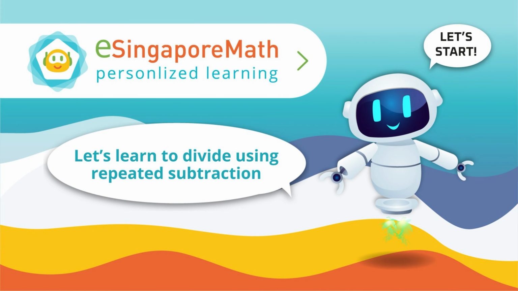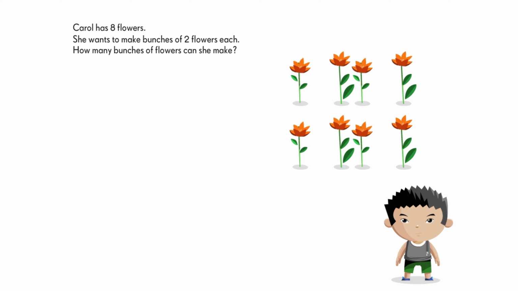Let's learn to divide using repeated subtraction. Carol has 8 flowers. She wants to make bunches of 2 flowers each. How many bunches of flowers can she make? Let's make one bunch first.